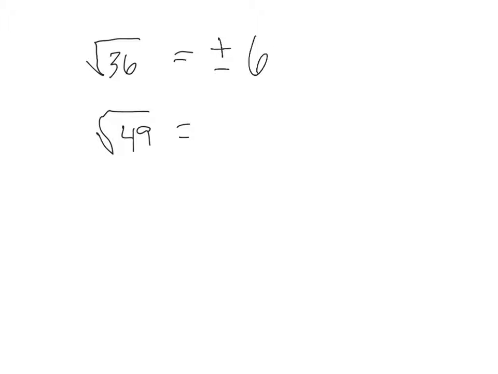Same thing with the square root of 49. 7 times 7 is 49. Negative 7 times negative 7 is 49. So you should have a positive and negative answer.